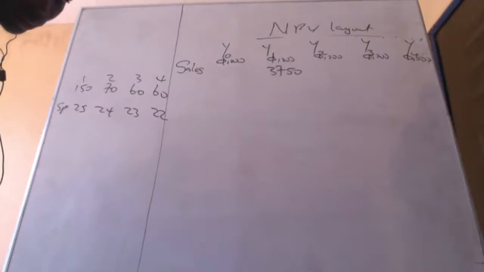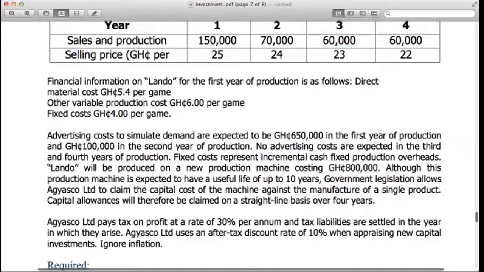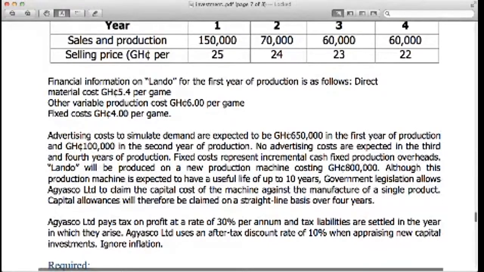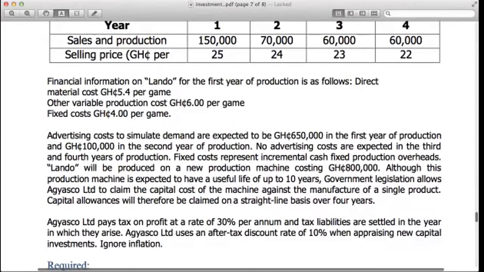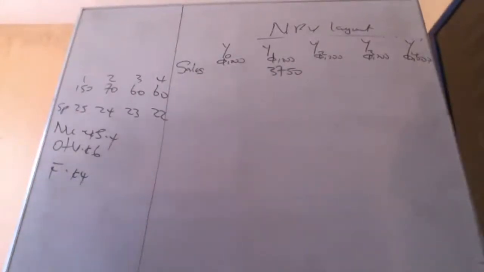What again do we have in the question? Material cost is 5.4, and then the fixed cost. So material cost is equal to 5.4. Other variable cost is equal to 6. And fixed cost is what? It's 4 cedis per game. Good. So that's it. Okay, kindly help me with the calculation. Let me know if you get it.